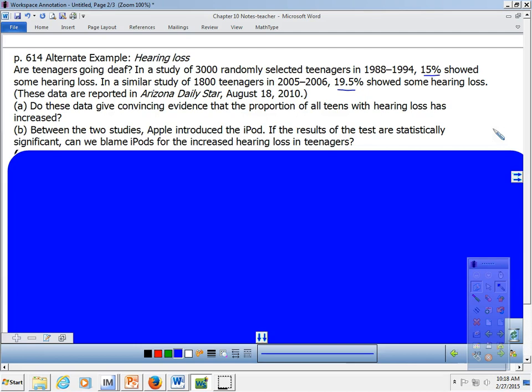Between the two studies, Apple introduced the iPod. If the results of the test are statistically significant, can we blame iPods for the increased hearing loss in teenagers? And we'll tackle that issue in just a moment.